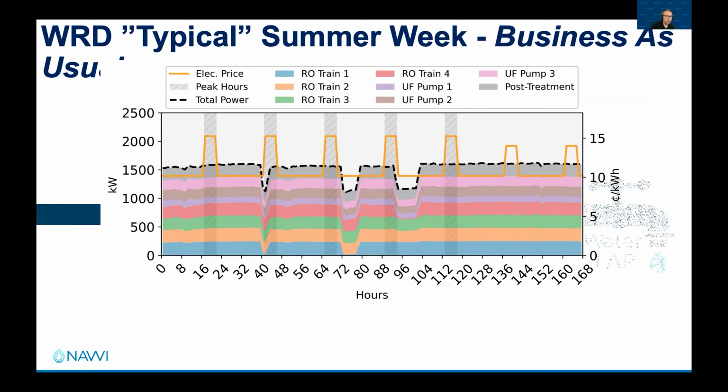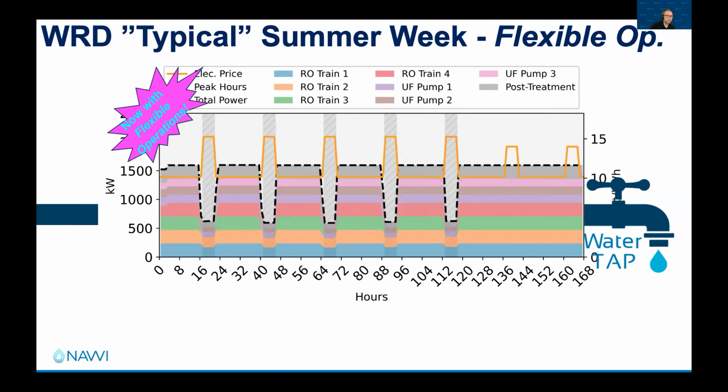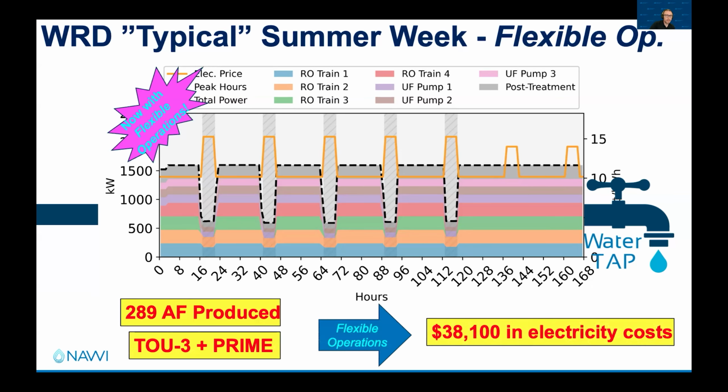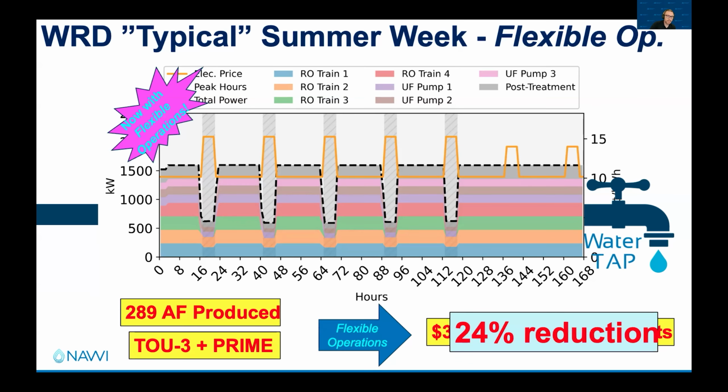hours. So if we put our little WaterTAP pipe on, you can see, we try to put this in the optimizer, maybe what you might expect, but WaterTAP is essentially saying you should not be operating during these peak hours. Maybe intuitive, maybe not. But again, still producing the same amount of water, using the same rate structure, but with flexible operations, the electricity costs for the week go down to $38,000, and that's about a 24% reduction over business as usual.